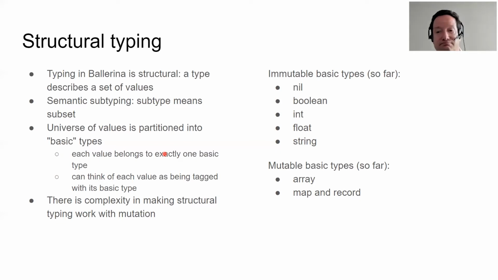So int has 2 to the 64 values. Byte is a type that allows 256 of those values, and all the values that byte allows are allowed by int. So the set of values allowed by byte is a subset of the set of values allowed by int, so byte is a subtype of int.